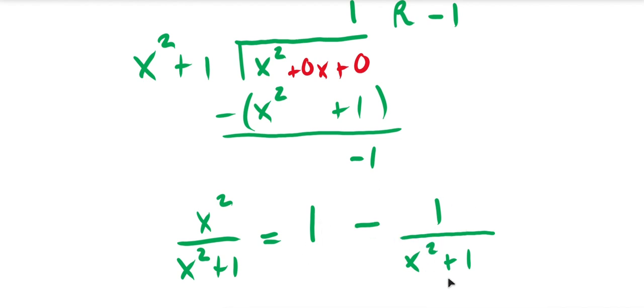If you want to check that this is the case, try getting like bases by multiplying this by x squared plus 1 over x squared plus 1 and combining. And what you'll see is that the ones would cancel and only x squared would remain. So yes, this really does work.